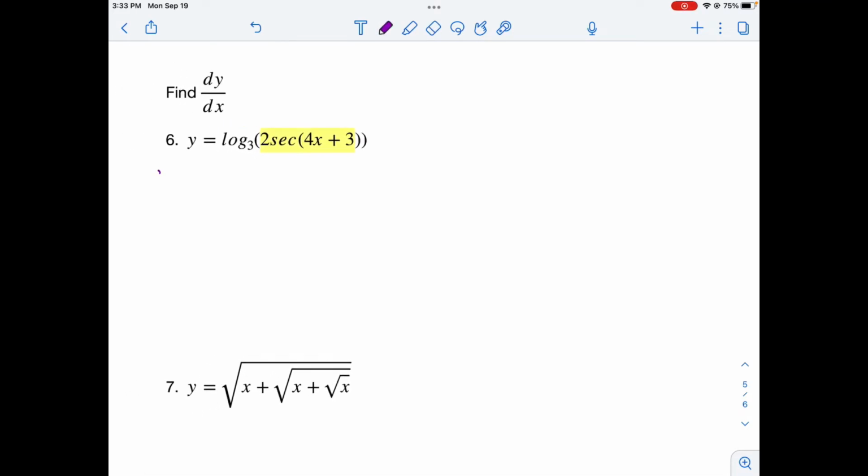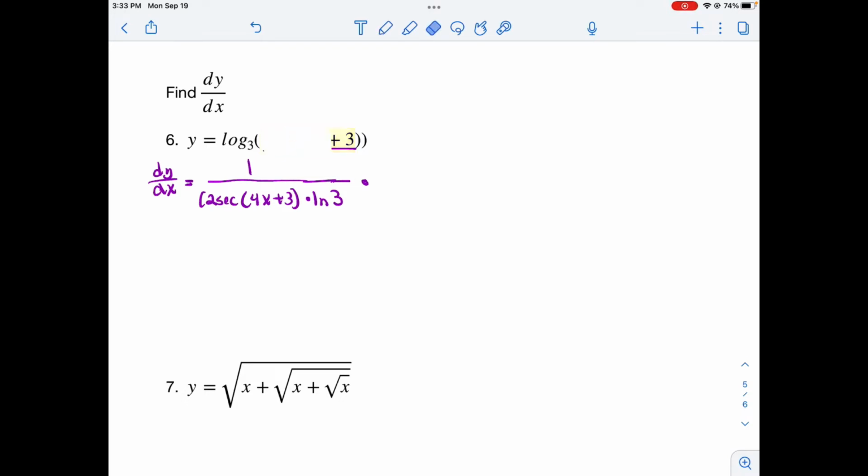Maybe this will make it where you can see it a little better. All right, so derivative of log base 3 of x is 1 over x, but x this time is my entire inside, times the natural log of 3. And then, but I have an inside function, so now I got to take the derivative of this inside function.